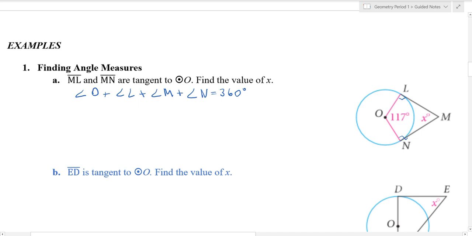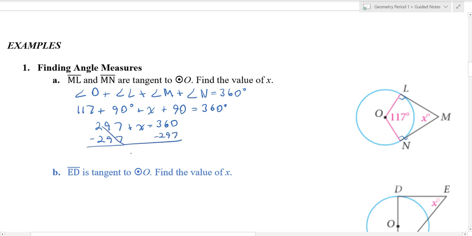Then we substitute those values. For angle O, they're telling us that it is 117. Angle L is 90 degrees. Angle M is x. And angle N is also 90 degrees. And that equals 360 degrees. We combine like terms and get 297 plus x equals 360. Then we subtract 297 from both sides, and we get that x equals 63 degrees. That is one way to do this.